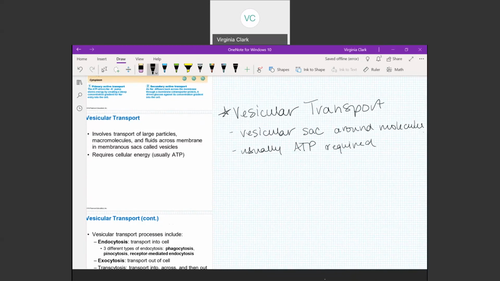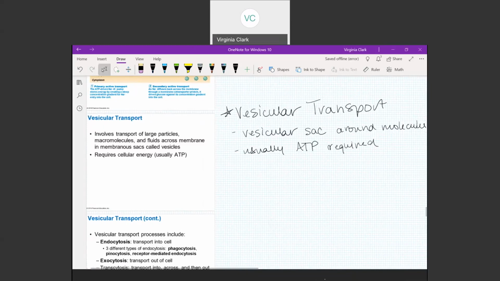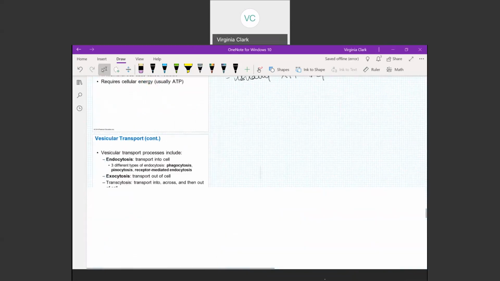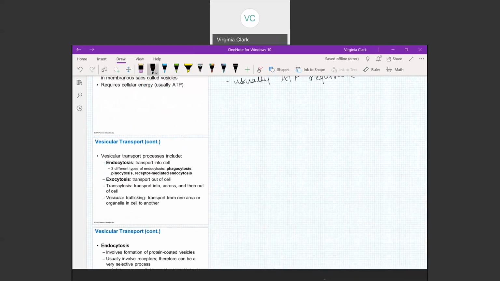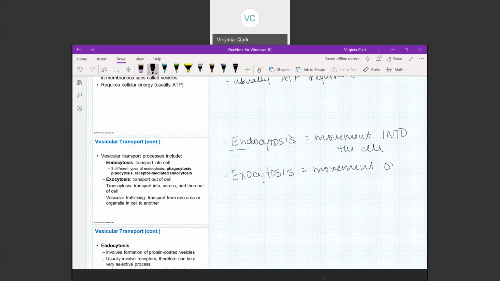So here's a couple examples. We're not going to spend a lot of time on this one, but I want you guys to know the general idea with vesicular transport. There's two ways of vesicular transport. You can have endocytosis, and endo is to be movement into the cell. So you are going to move something into the cell, whereas exocytosis is you are going to move or transport something out of the cell.